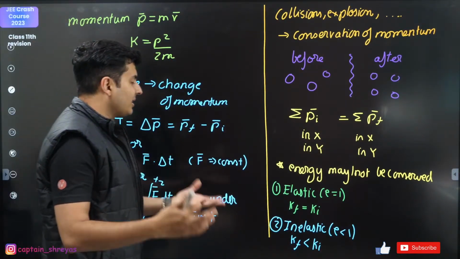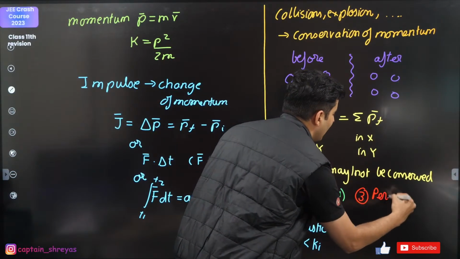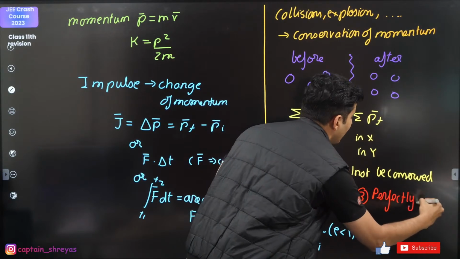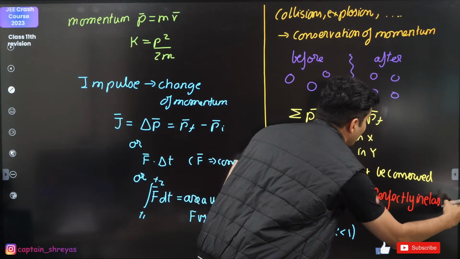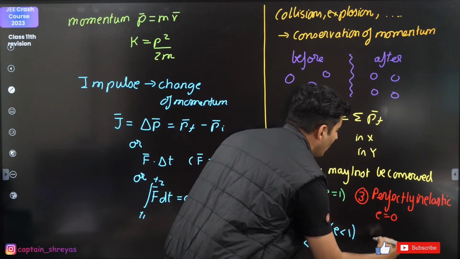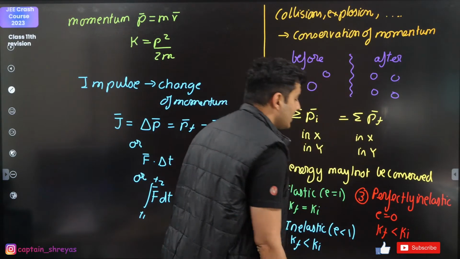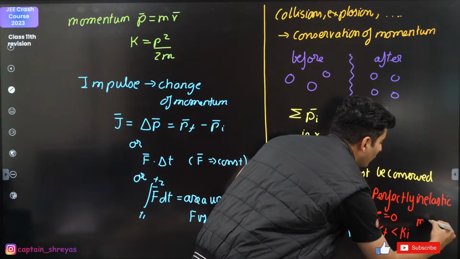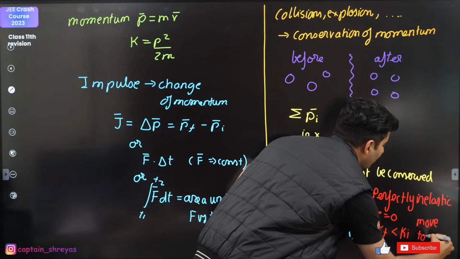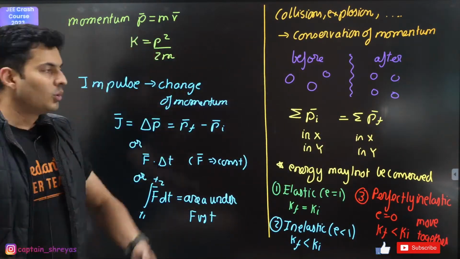The third, worst type of collision, is perfectly inelastic collision. In this kind of collision, you will notice that the e value is 0 and the final kinetic energy is less than the initial kinetic energy, and the bodies move together. They stick to each other and they move together.